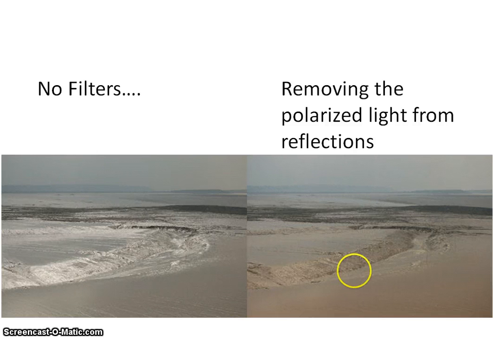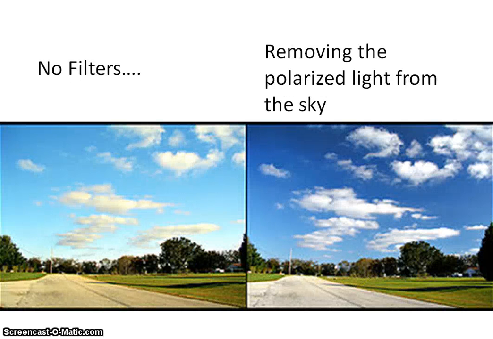Let's take a look at one more. Here's the sky. There's a lot of polarized light in the sky too. You can see here it's much darker up here because I've taken out more of that light. So this light is preferentially polarized, whereas down here, not so much.